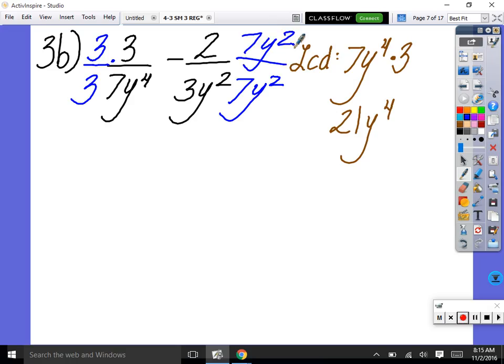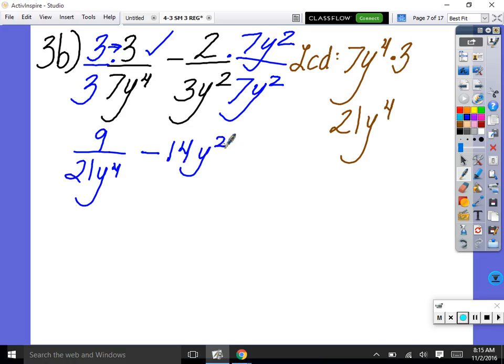Once again, I'm warning you, it will help you to not make an error by just doing this next step and not skipping it. 3 times 3 is 9 over 21y to the 4th. Check. And then we have negative 2 times 7, which is negative 14y squared, correct? On top, right here, guys. All over, make sure this is the right thing. 3 times 7 is 21. y squared times y squared is y to the 4th.